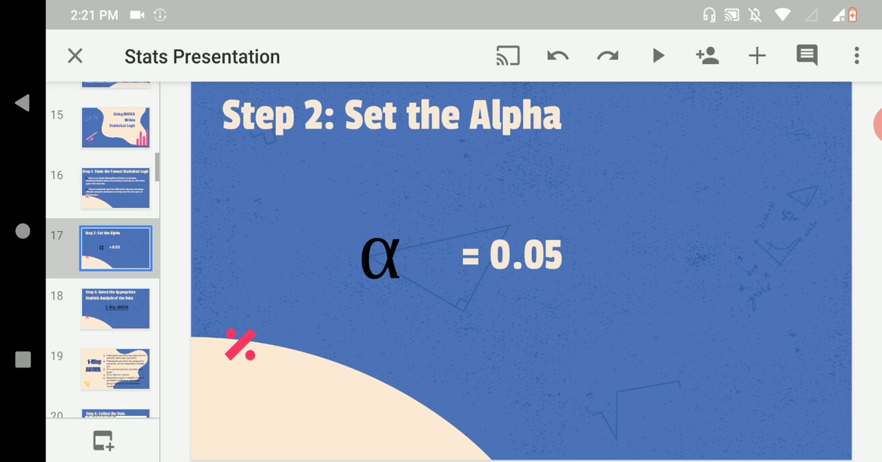That's the first step. The second step is to set the alpha. Our alpha is 0.05.